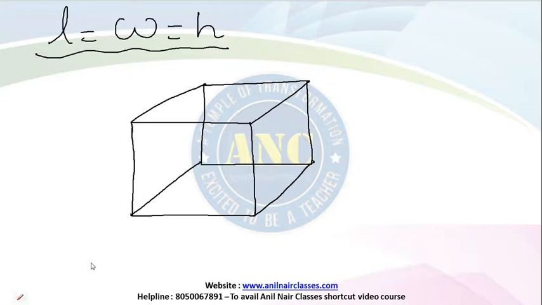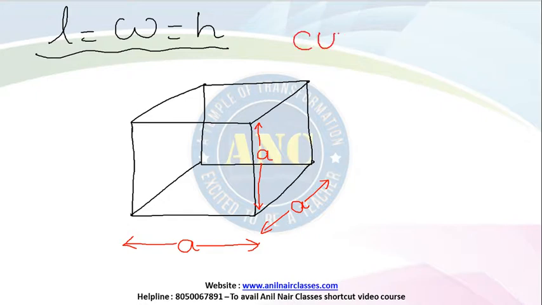Now see here, what I was referring to, let me show it to you. If I call this length a small letter a, for example, and this width is also equal to a, and this height also is equal to a, then we call this three-dimensional figure a cube. I hope you understood the difference between a cube and a cuboid. They are almost similar, with a very small difference.